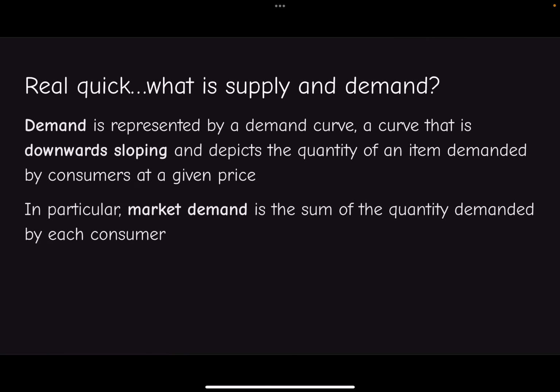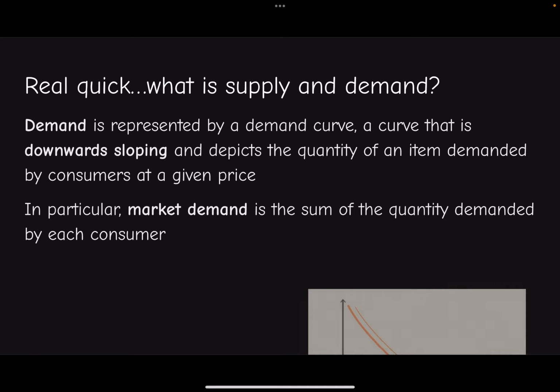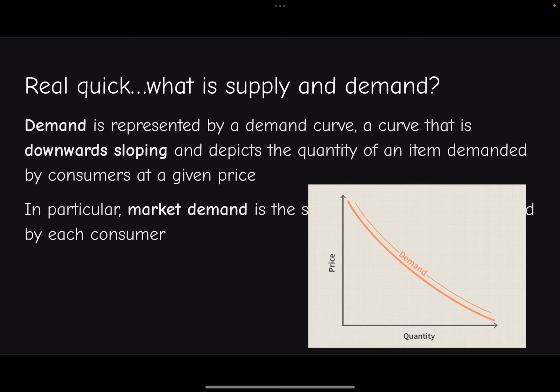So demand is represented by a demand curve, and that's a curve that is downward sloping and depicts the quantity of an item demanded by consumers at a given price. In particular, it's the sum of the quantity demanded by each consumer when we're talking about market demand, which is what we're going to be looking at in the context of equilibrium. That's represented by a curve that looks something like this.